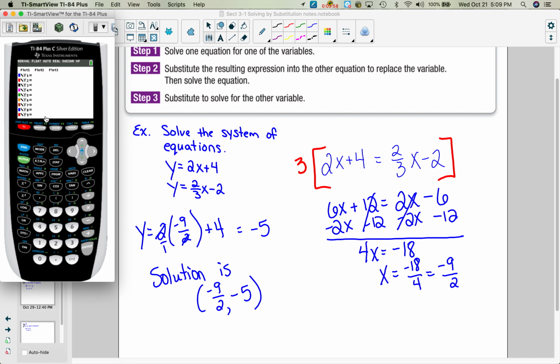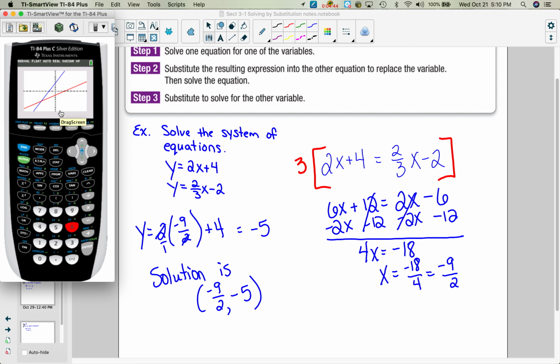Actually, I'm going to go ahead and show you on the calculator. If you go to the spot to graph, y equals, I'm going to graph 2x plus 4, and then in y2, I'm going to graph 2/3 x minus 2. So if I do zoom 6, that will do a standard viewing window, negative 10 to 10 in both directions. I chose to do this with the one that has the color so you can see. And remember, our solution is negative 9/2, negative 5. So that makes sense that it would be in that quadrant.